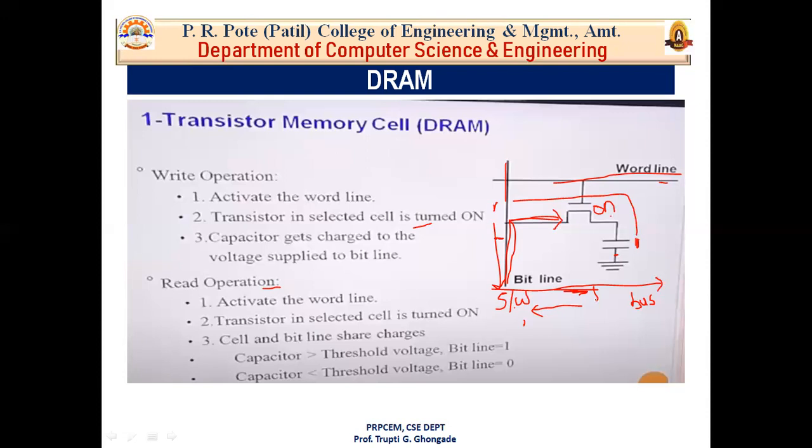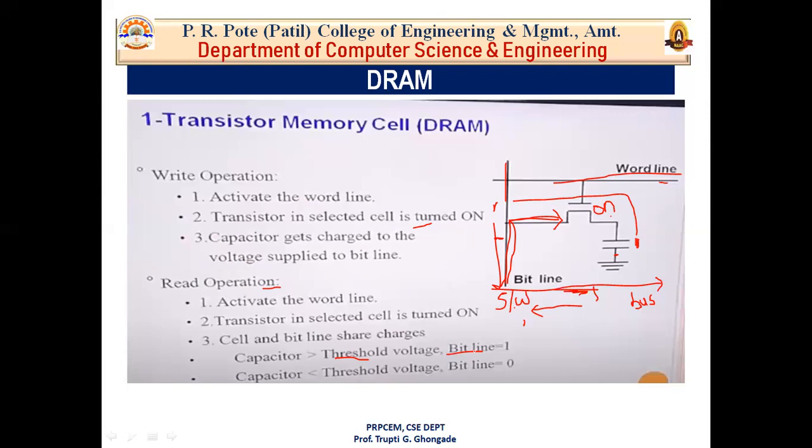Now we'll check the value of the capacitor. If the value of the capacitor is greater than the threshold voltage, then the bit line will have a value 1. Now your capacitor is 1, and 1 is given to the bit line. That means your capacitor is greater than the threshold voltage, and your bit line becomes 1.